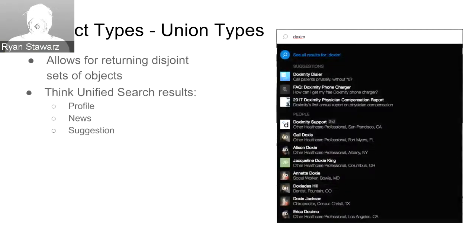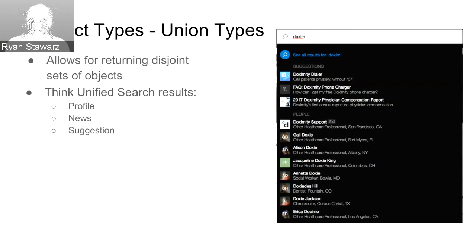Another abstract type is called a union type, and it allows for returning a disjoint set of objects. So these are objects that don't share common fields, but you want to be able to return them as if they were the same thing. We don't do this yet, but a good example of where we could do this is unified search results, right?